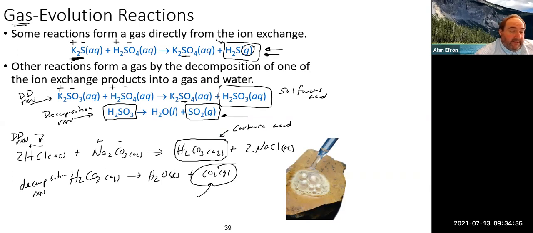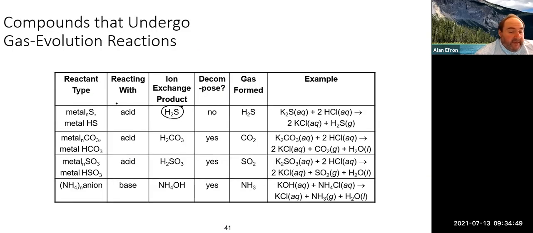So that's what the first column says. This is a metal with sulfide or sulfur, and it reacts with an acid. We produce H2S directly. So that's what that first column means. If you have a metal that has carbonate or hydrogen carbonate with it, and you react it with an acid, you will produce carbonic acid, which will go through a decomposition. And the ultimate gas that you'll end up with is CO2.